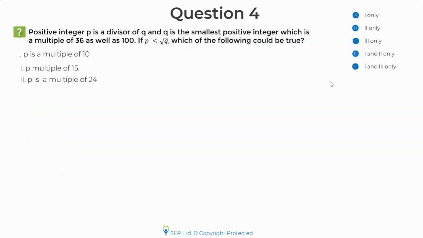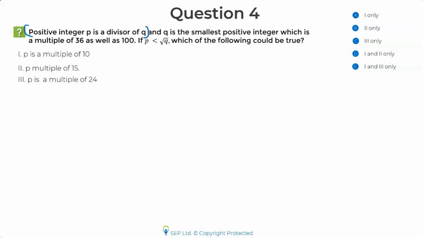First of all, I've been told that the positive integer p is a divisor of q. My process of solving this question is to break things down. So I look at this and I'll make some inferences. When I say p is a divisor of q, what does that mean? Can anyone tell me? P is a divisor of q. What is the meaning of that?